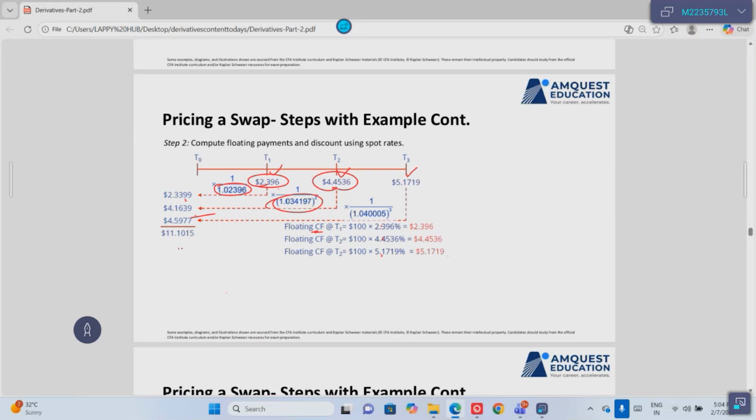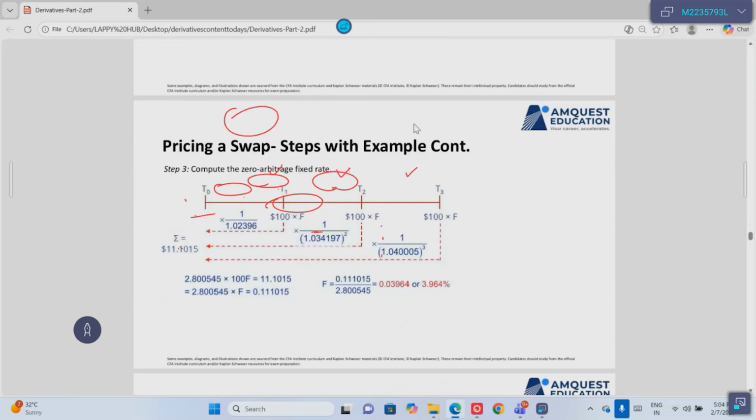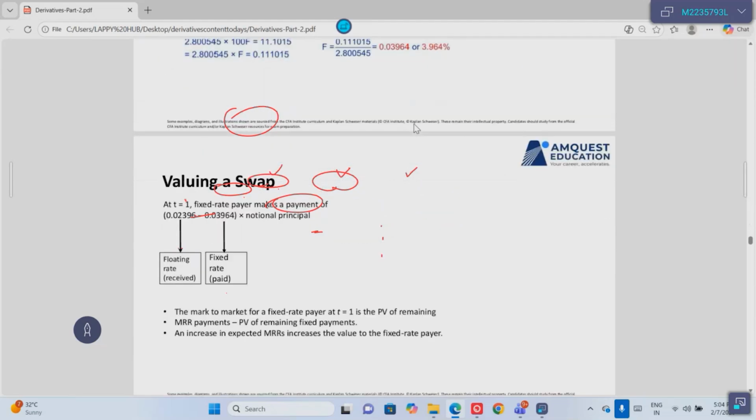Any questions? So you can use the swaps to basically find out what is the implied rate in the market. Swaps are a very good tool to find out what is the implied rate in the market based on that example. Here, obviously the zero arbitrage fixed rate you can compute using that. Find out what's the fixed factor that gives you no profit no loss and then get it.